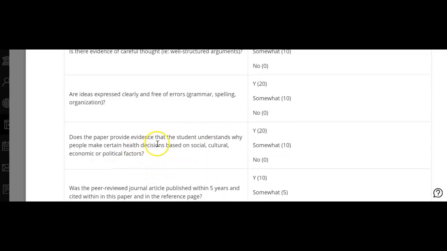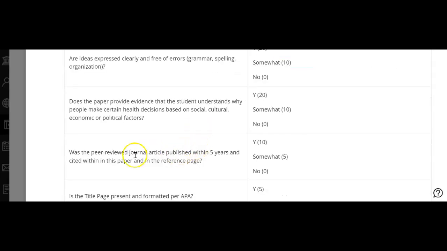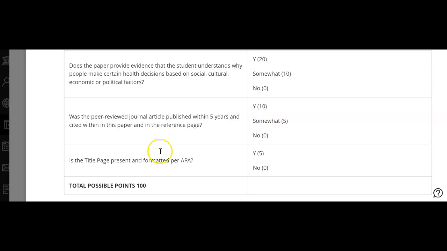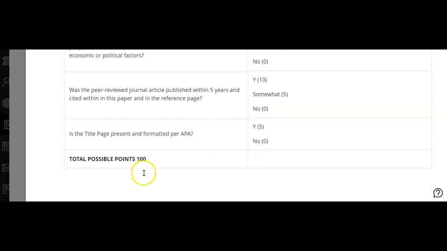Does it provide evidence that you understand why people have made these health decisions based on social, cultural, economic, or even political factors? And then here's one: was your peer-reviewed journal article within 5 years and cited? Okay, that's 10 points going to be there. Is your title page present and formatted? Yes. That's where you get to your 100 points.